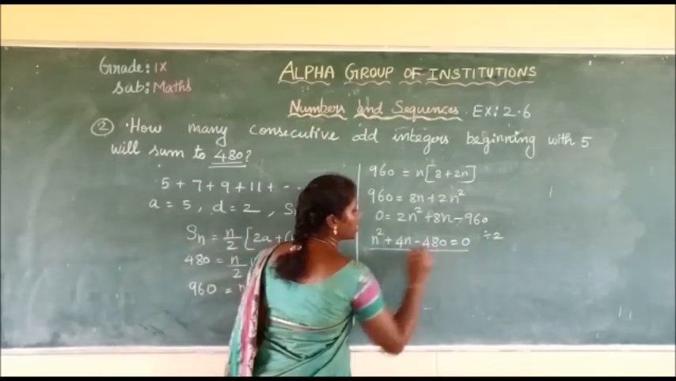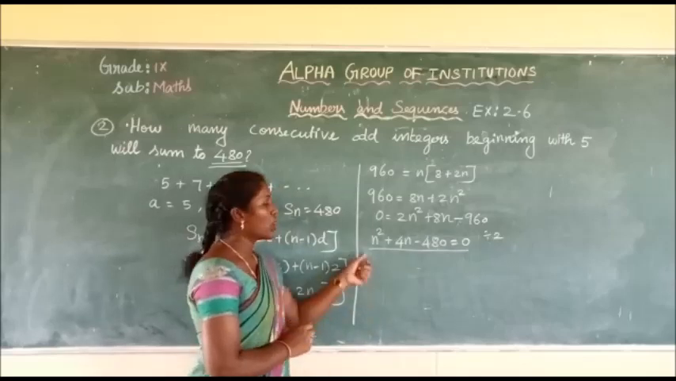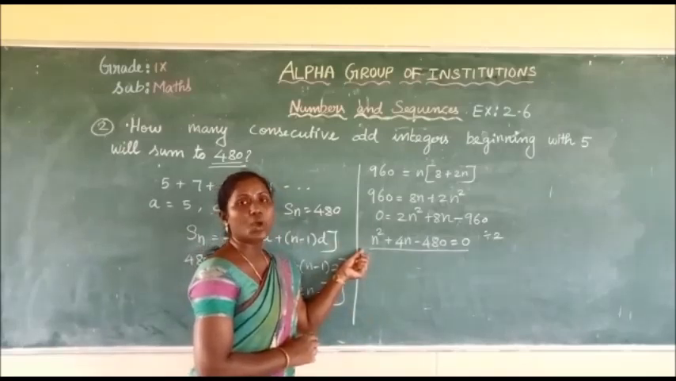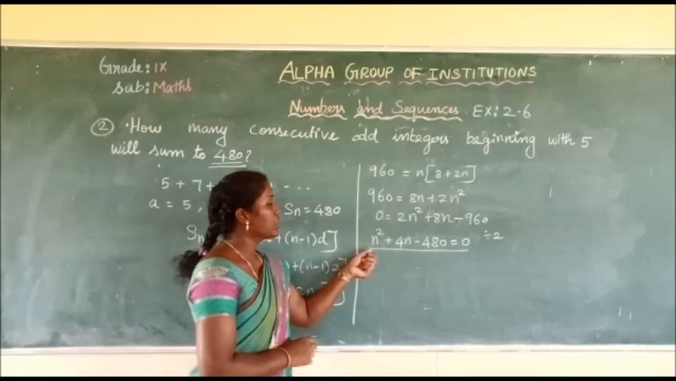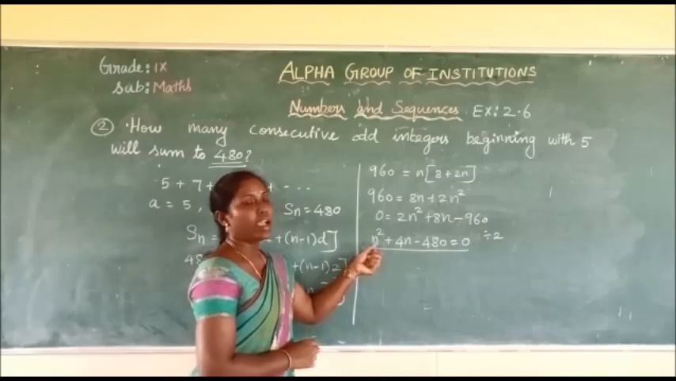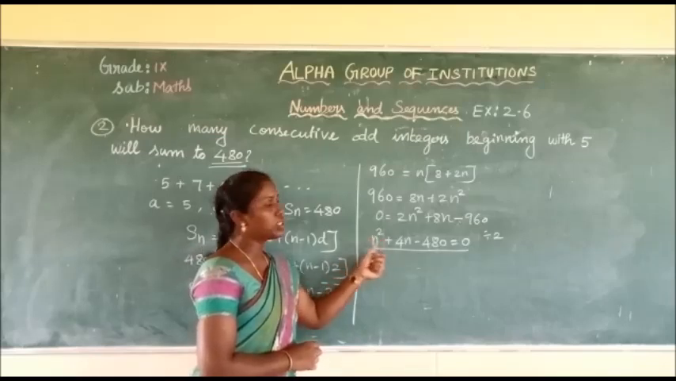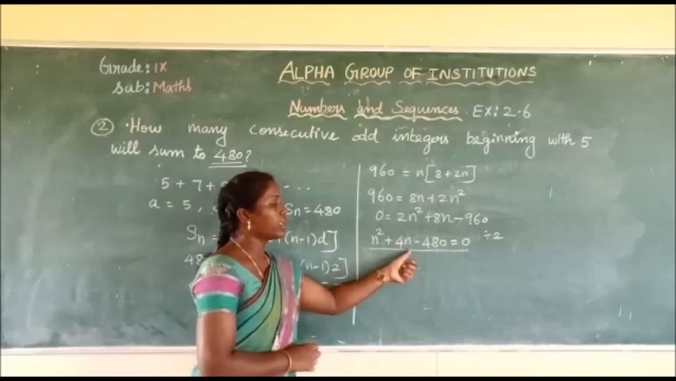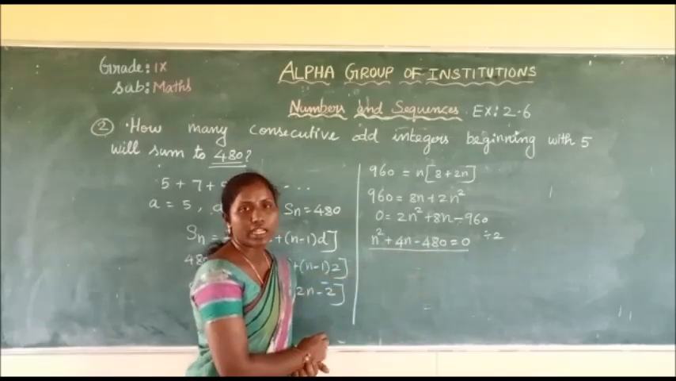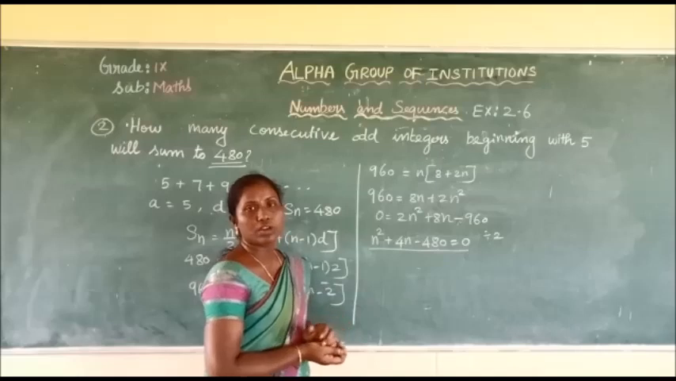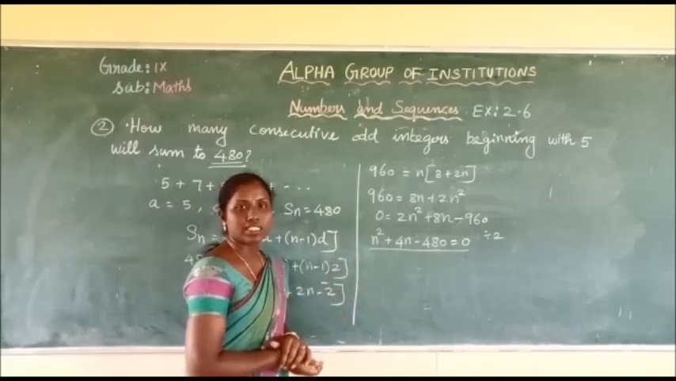What type of equation is it? With the variable n, what type of equation is it? It is a quadratic equation. See, we have the variable n and the power 2 in this equation: n square, n and a constant. So it is a quadratic equation. The best way to solve a quadratic equation is the factorization method.